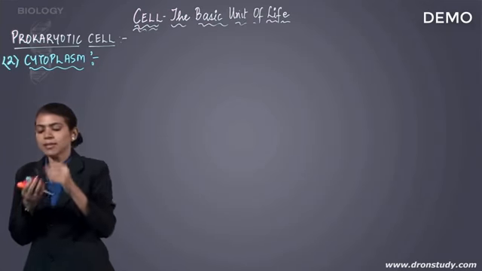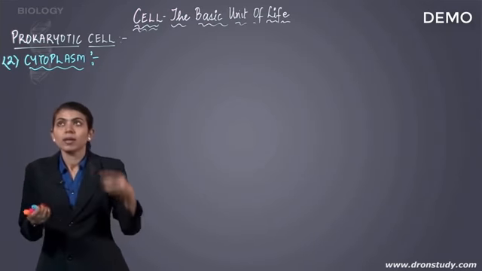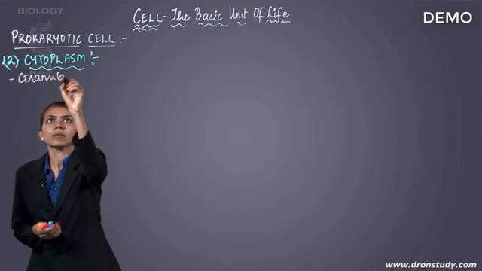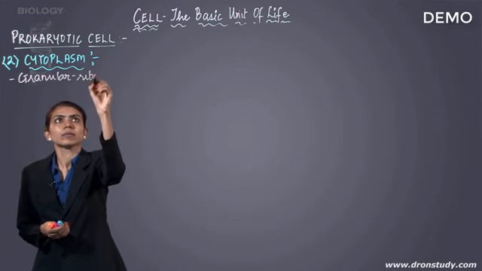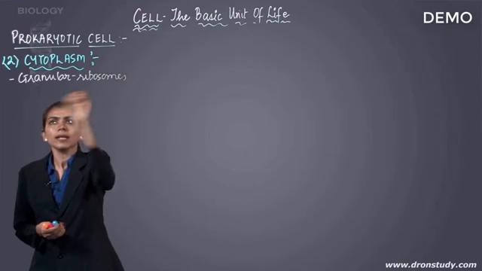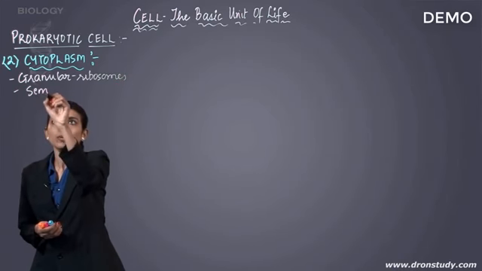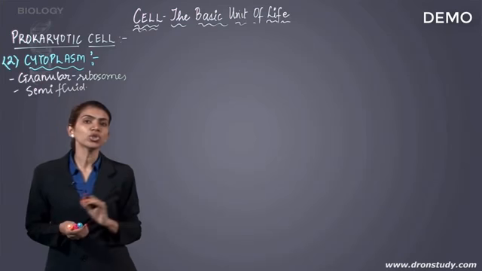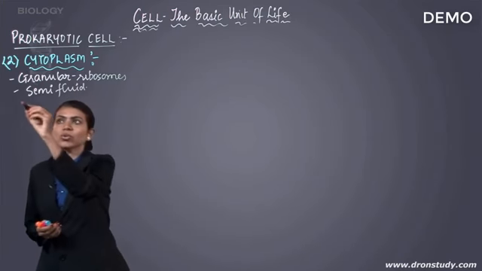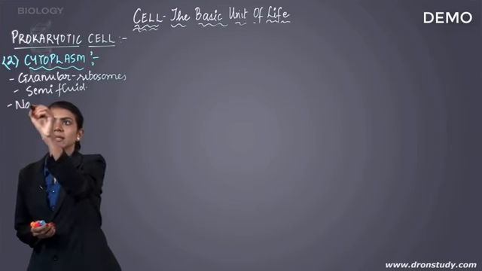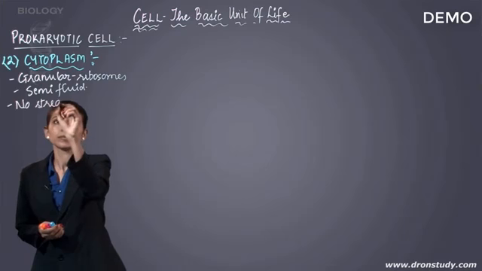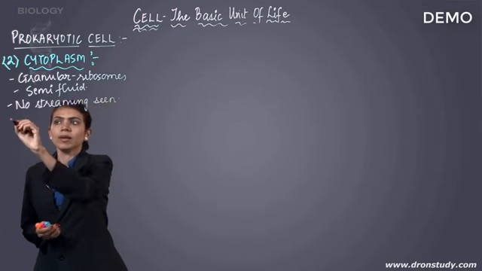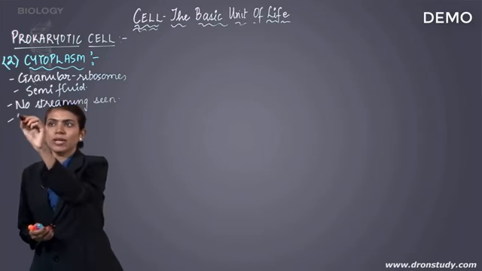So I can say that the cytoplasm is granular because of ribosomes, and it is of semi-fluid type. It is semi-fluid, but it does not show any streaming movement, so no cytoplasmic streaming is seen. And there are no membrane-bound organelles.